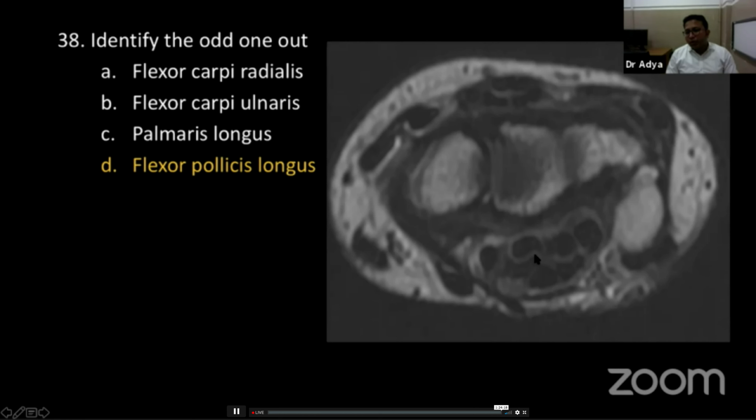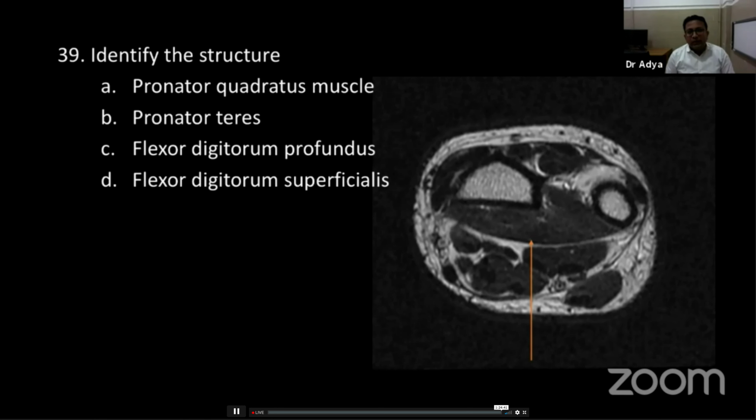Now 39, identify the structure. A, pronator quadratus muscle, B, pronator teres, C, flexor digitorum profundus, or is it D, flexor digitorum superficialis? Live, sir.